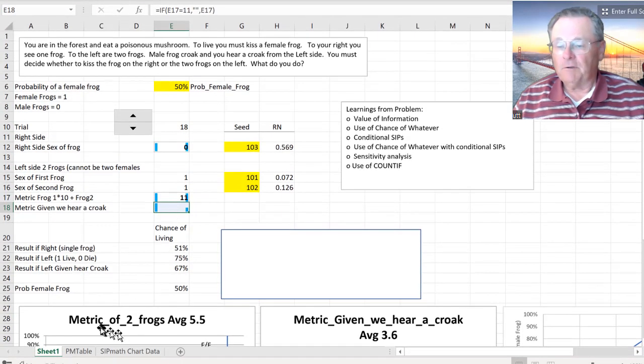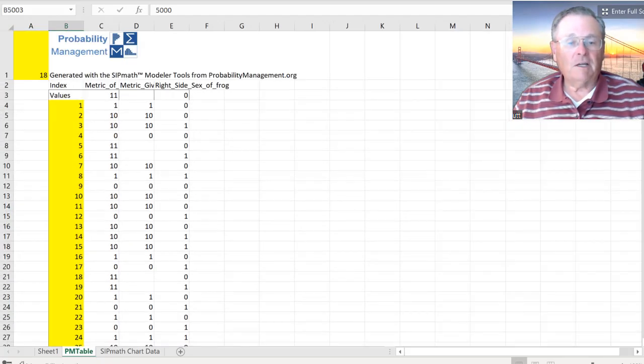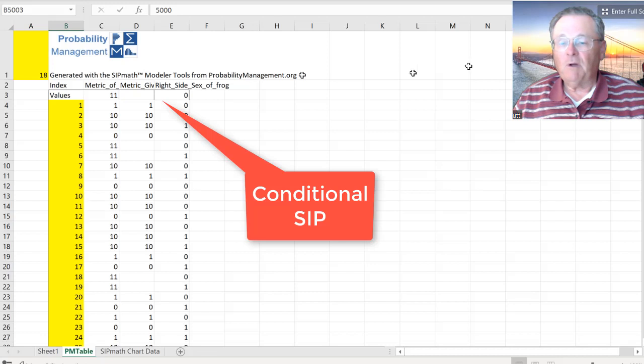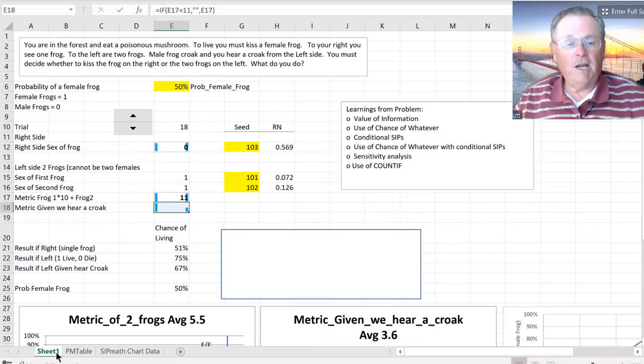Now, for those that are familiar with SIPmath, we can go over to this PM table here, and we can see the results of this, what I'll call a conditional SIP. Because what I've done is actually removed, here you can see, here's the metric SIP, and over here is the metric given we hear a croak. And you can see that I blanked out all these 11s. Well, what good is that? Well, I've now changed the population of that SIP. It eliminates the two female frogs.